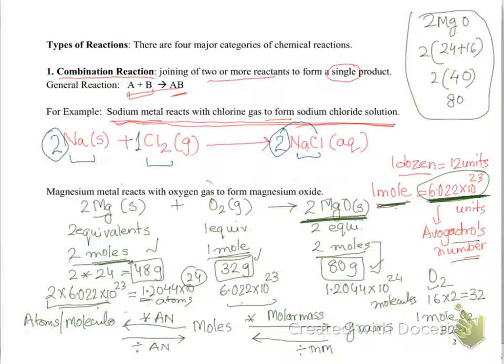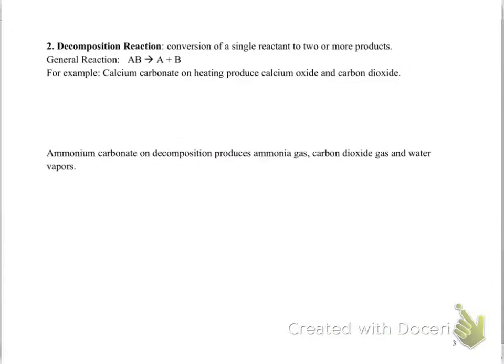If you understood what is on this slide, you will be able to solve at least 5 or 6 questions of your midterm easily. The next type of reaction is the decomposition reaction. In a decomposition reaction, you are starting with a single reactant and producing 2 or more products.